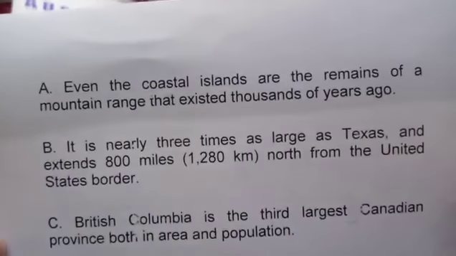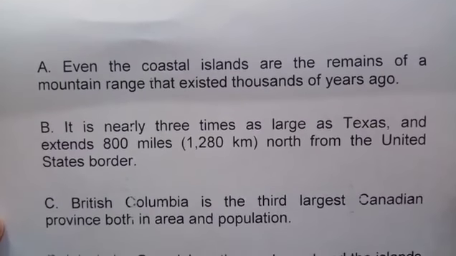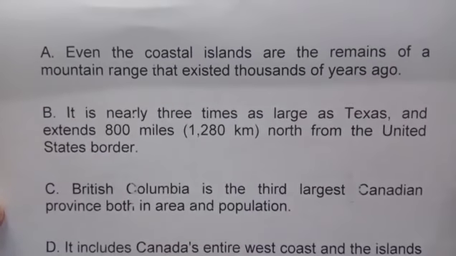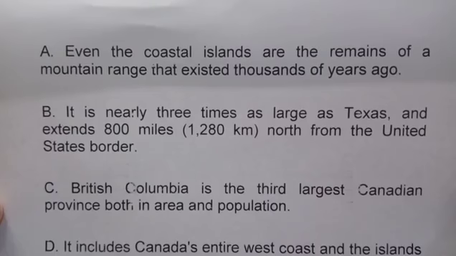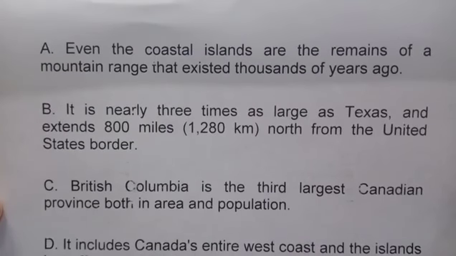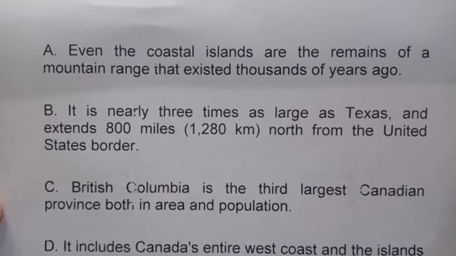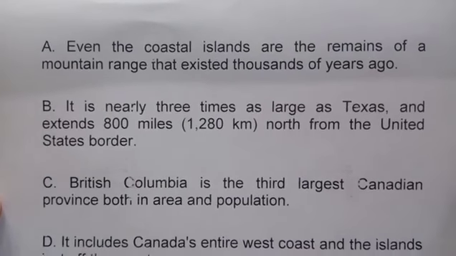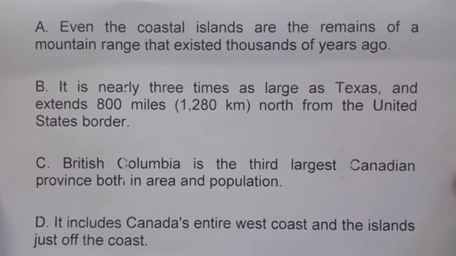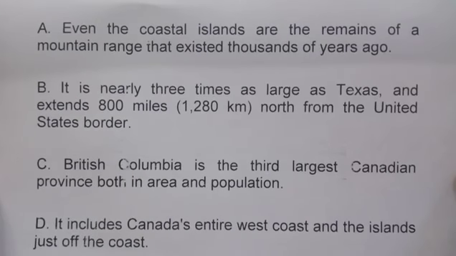So friends, as you can see, last time we had posted this question on Facebook. The first paragraph A starts with the words "even the coastal islands." Now definitely the word "even" cannot start the passage. It cannot be the introduction, so you eliminate it. B: "it is nearly 3 times as large as Texas." Again it is starting with the pronoun it, so definitely it cannot be the introduction.